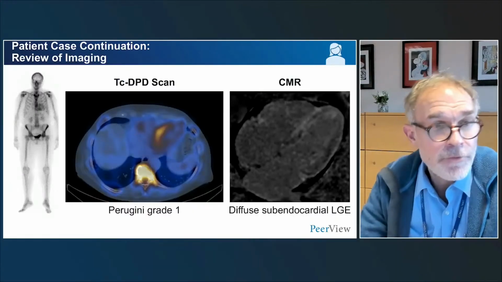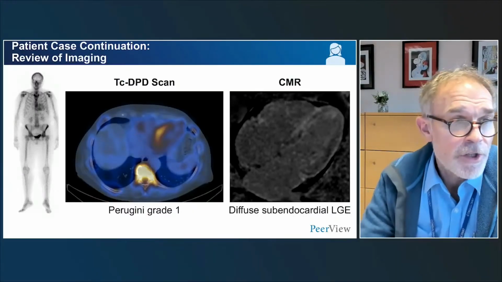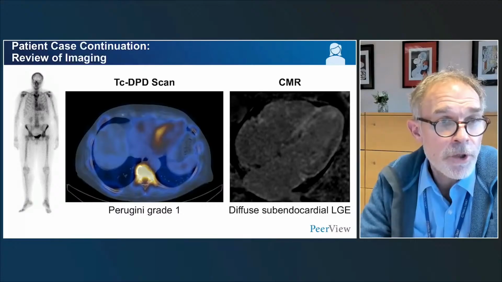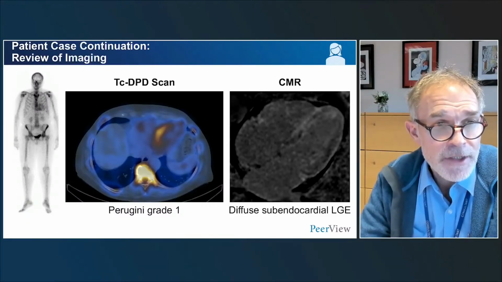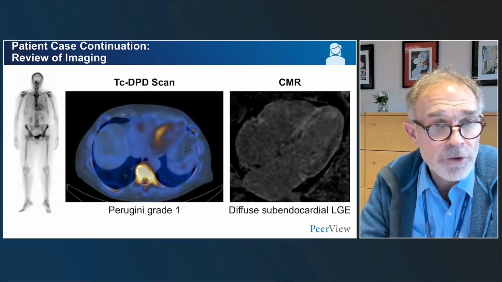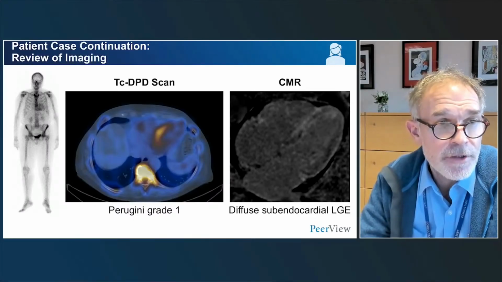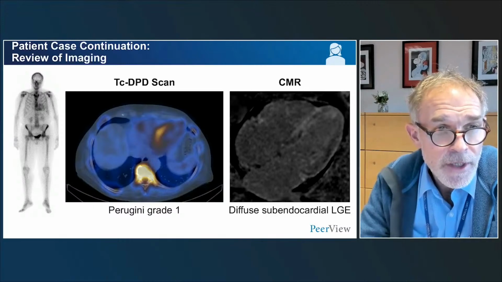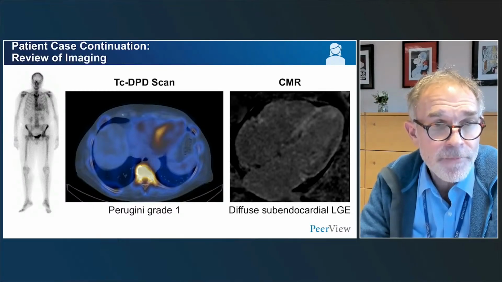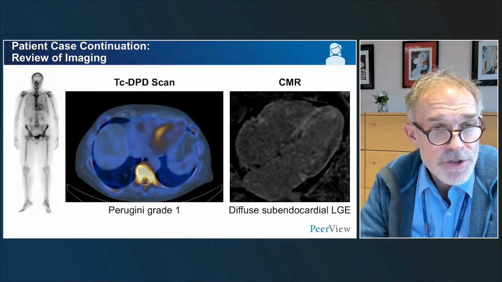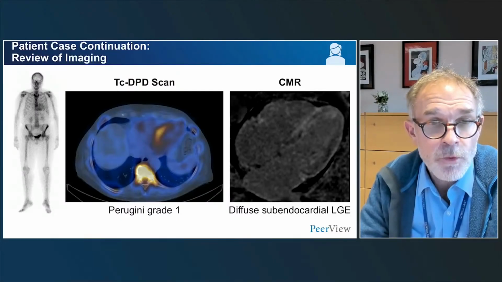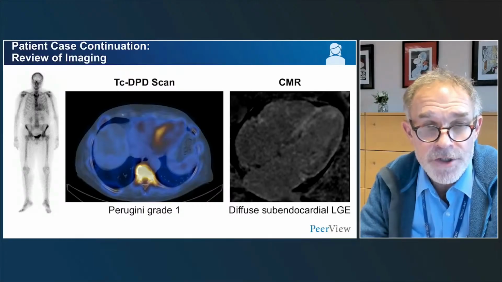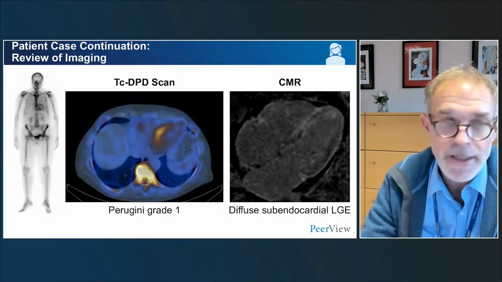This is a review of her imaging. On the left, you can see the anterior whole body DPD scan with the SPECT there in the middle panel, and that shows uptake that is less than bone and some uptake in the septum on the SPECT. So it's myocardial, it's less than bone, so it's a Perugini grade 1 scan. And the CMR on the right shows diffuse subendocardial late gadolinium enhancement.